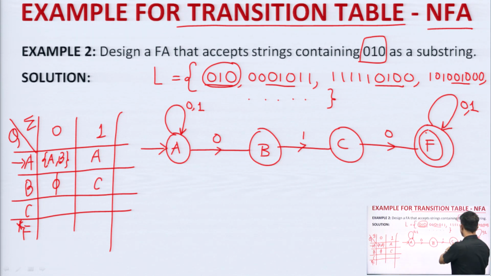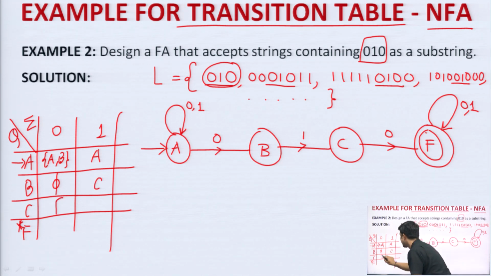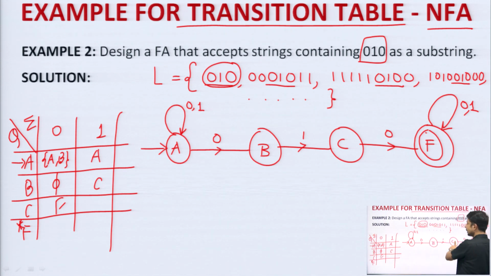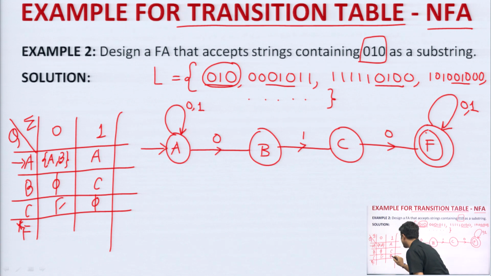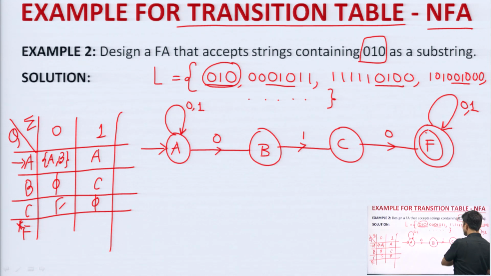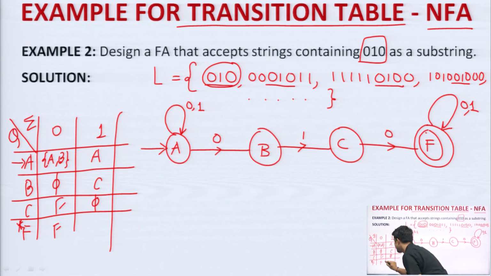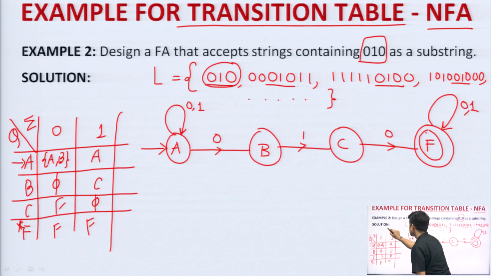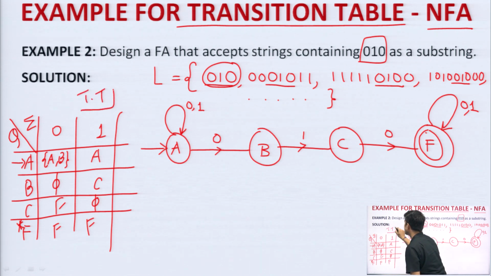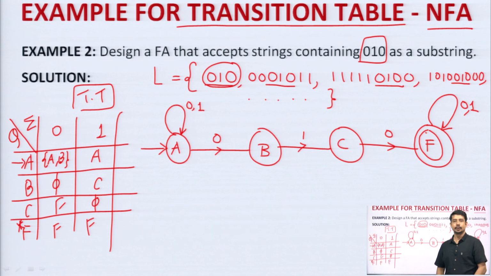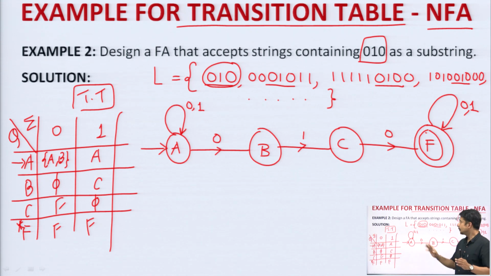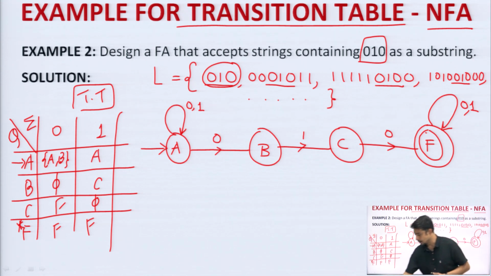C on seeing 0 is going to capital letter F. C on seeing 1, is there any transition going out from C? No transition, that means it will be phi. Then F on seeing 0 and 1 is going to itself, so it will be F, F. So, this is the transition table for the given NFA. Got it? I am done with this example. I hope it is clear to everyone.